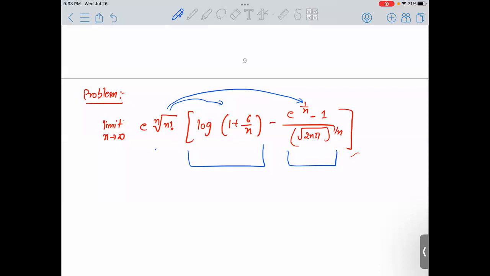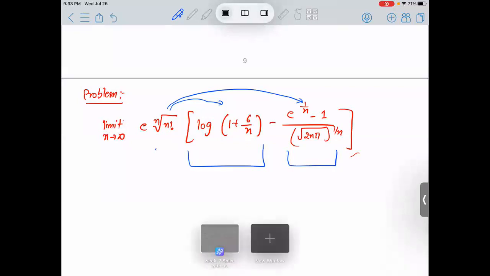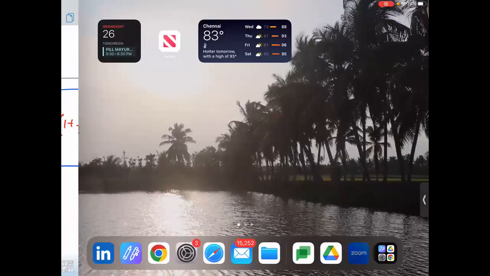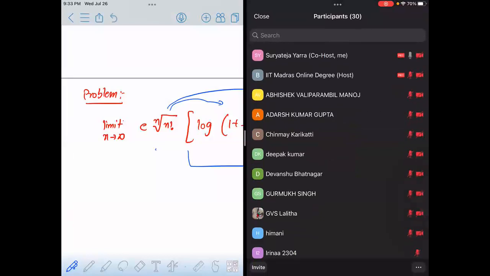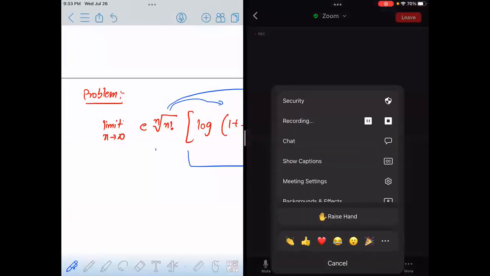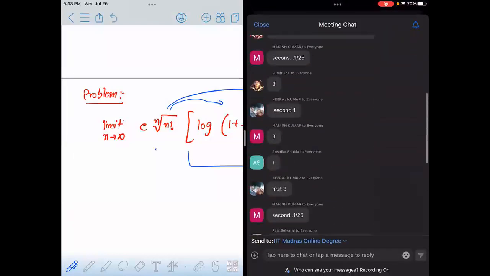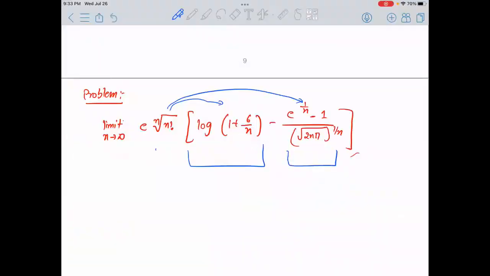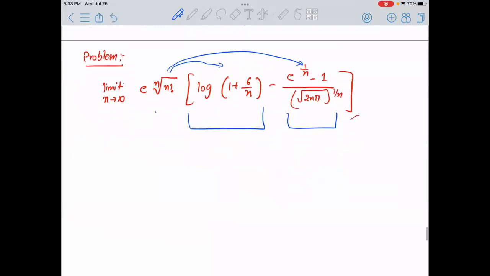So can you please solve this? It's very difficult. Yeah. I got some answers, but those answers are wrong, of course. But don't worry, let us solve. Okay.